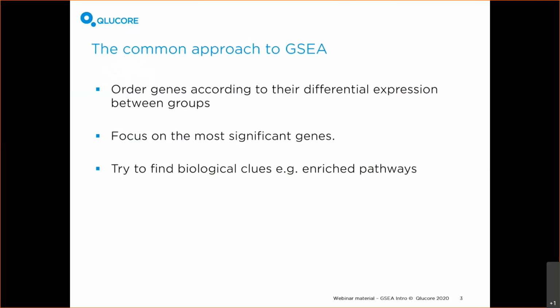So the common approach to gene set enrichment analysis is that you order genes according to their differential expression between the groups that you are interested in. And then you focus on the most significant genes and you try to find biological clues, typically enriched pathways. Even though this is called gene set enrichment analysis, it's not limited to genes. It could really be anything, proteins, metabolites, and so on. The trick is that the pathways that you compare with must have the same unique identifier as in your data set. And the most common pathways have gene symbol.